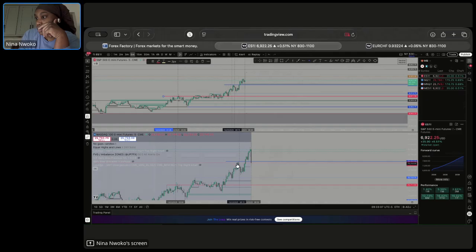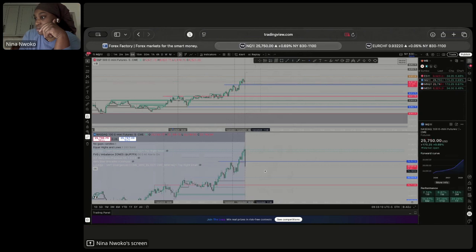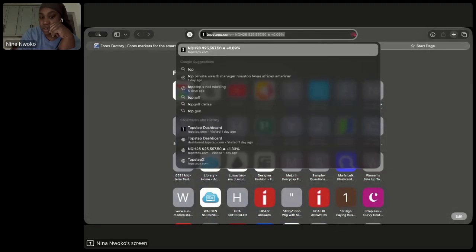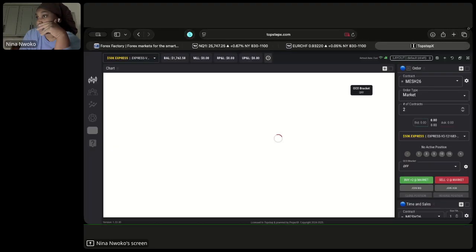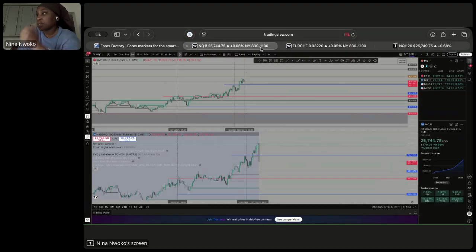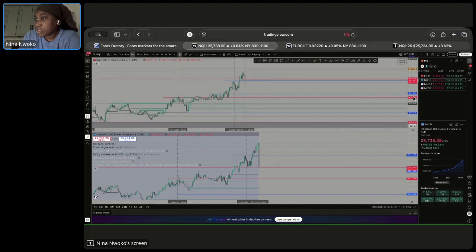Also here, I notice price is already taken out London highs here too. And now NQ seems to be melting a little bit. It is the beginning of market open, so volatility is present.